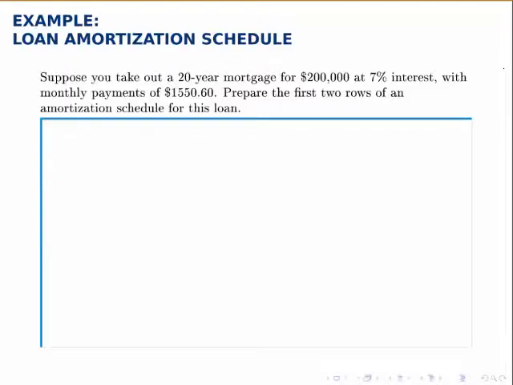This example introduces what we call an amortization table. An amortization table is a schedule that lays out the payments in a mortgage, and for each payment it splits up that payment into the amount that goes toward paying off the loan and the amount that goes toward paying off interest. So that's the key to an amortization table, is that it partitions the payment into those two pieces.